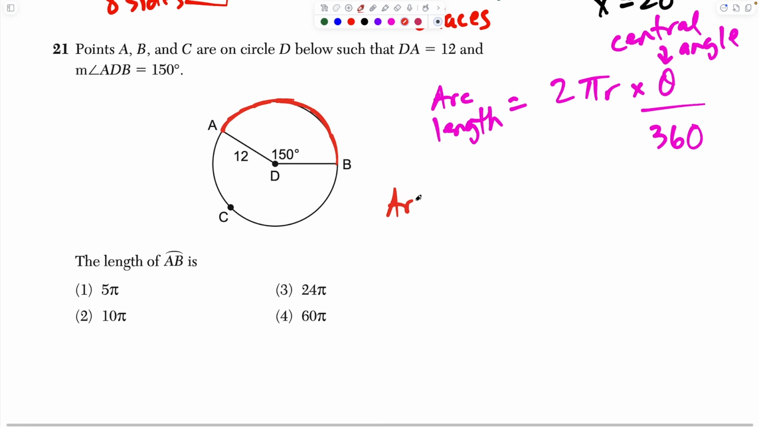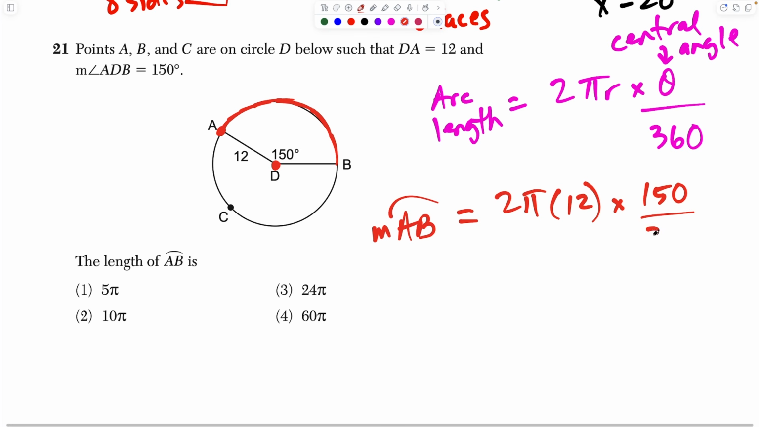So I'm just going to plug this in. I'll say the measure of arc AB since we're finding a specific one. So the measure of arc AB equals 2 times pi times the radius is 12. And I know this is the radius because circle D, the name of the circle tells you where the center is, and A is on the circle. So DA is a radius. So I have 2 pi times 12 times the central angle is 150 degrees, but I'll just say 150 over 360. I mean, if we want to write it with the units here, I could put degrees here and degrees here, and the units cancel. Or I could just say it's going to be 150 over 360. The units just cancel out.